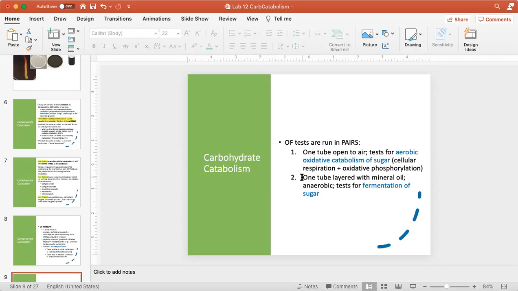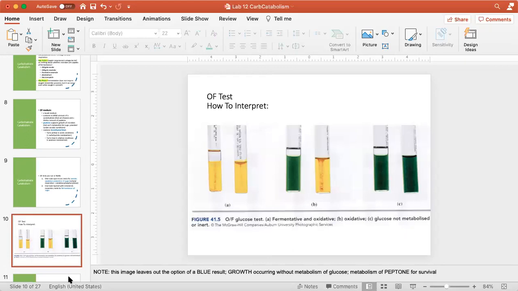Now, why do we do that? Well, that will keep oxygen out of that tube. That's going to be the tube we use to test for fermentation. The open air test is going to test for aerobic cellular respiration. The oil-covered tube is going to test for fermentation. So you always run this test in pairs.